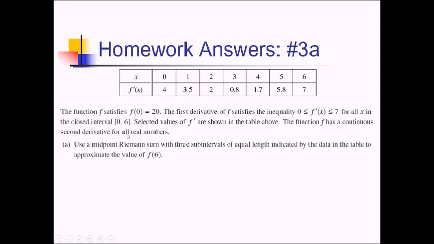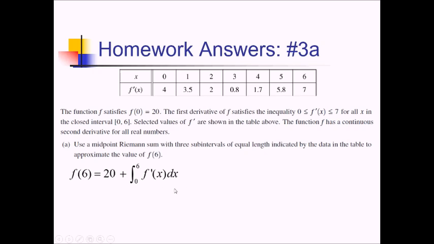All right, so first task, we want to use a midpoint Riemann sum with three subintervals of equal length, indicated by the table data here, to approximate f of 6. So our general setup here, since we know f of 0 and we know the derivative of f, we can use the FTC to talk about an expression for what f of 6 should look like. We can say f of 6 equals f of 0, namely 20, plus the integral from 0 to 6 of f prime of x dx.